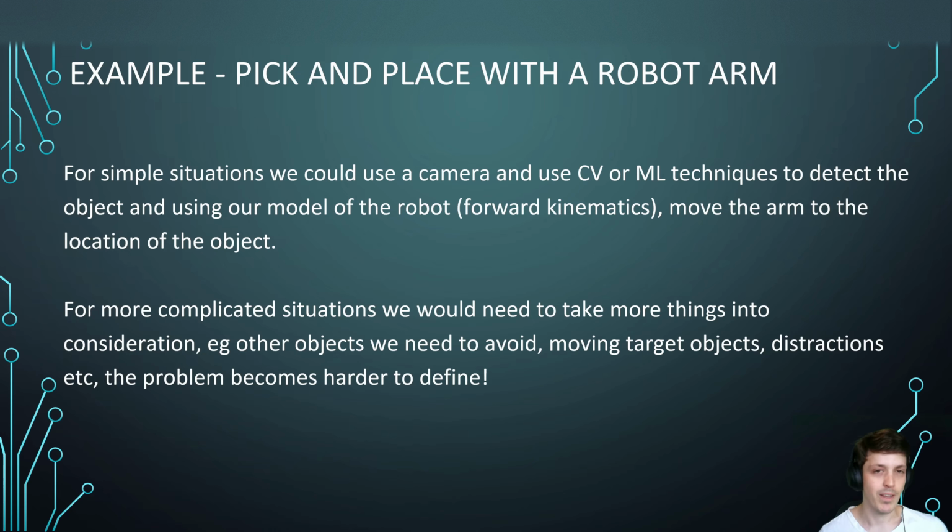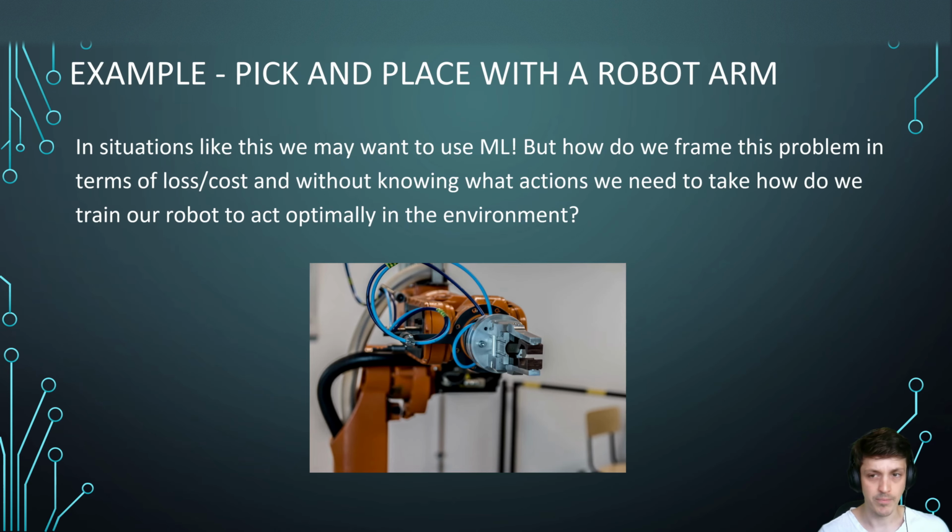But for more complicated tasks, it may be difficult to define the exact movement of the robot arm that needs to take place in order to pick it up and move it. There may be distractions, there may be different backgrounds, moving objects. The target could be moving. In those sorts of situations, the problem can be harder to define, and you might want to use machine learning. But in that situation, how do you frame this problem in terms of an objective or a loss or a cost if you don't really know what actions you need to take?